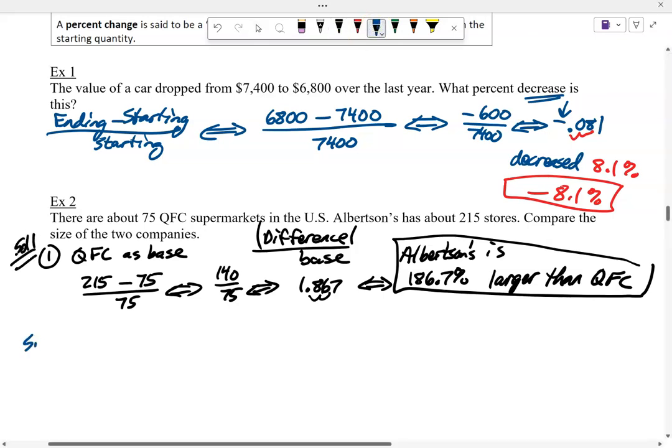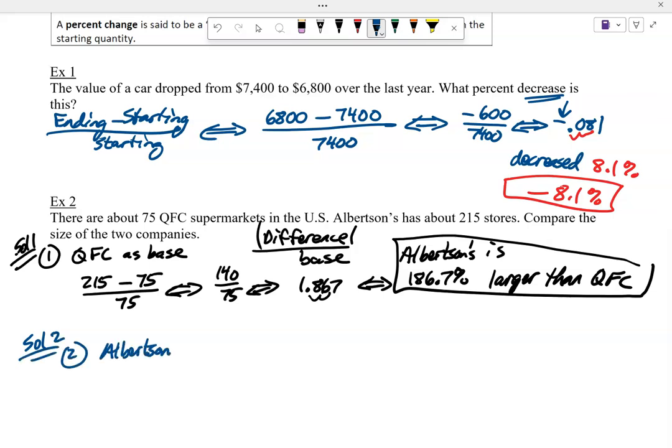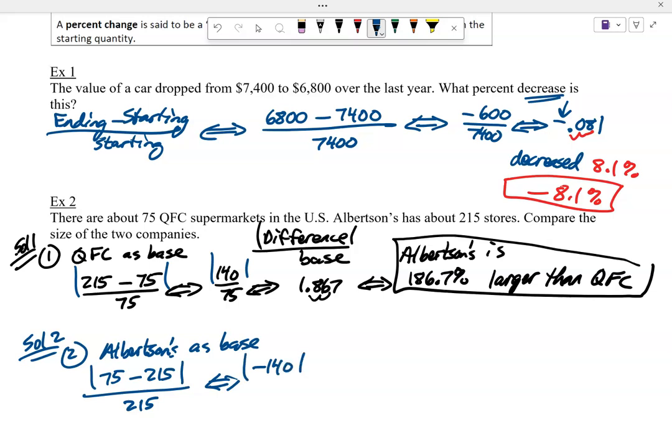Let's do solution 2. You could also do Albertsons as the base when you're comparing the size of these two companies. Then that would be the absolute value of the difference. I should have slapped absolute values on that, but it was positive up there. So we have 75 QFCs minus 215 Albertsons. We're comparing them to Albertsons being the base. So we've got negative 140, but I'm taking the absolute value of that, so it's just 140 over 215.